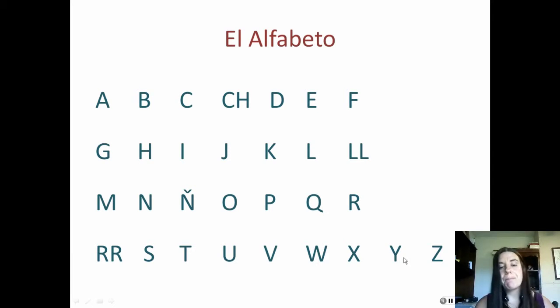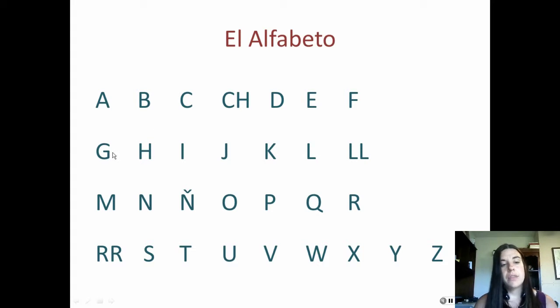Now notice that B and V make exactly the same sound. And that is somewhat regional, depending on who you're speaking with and where they're from in the world. Sometimes the B and the V can have exactly the same sound, and sometimes the B and the V can be a little bit different, like V and B. And also, this Y is called i griega, which means Greek I.